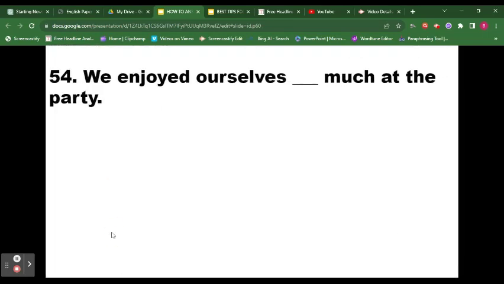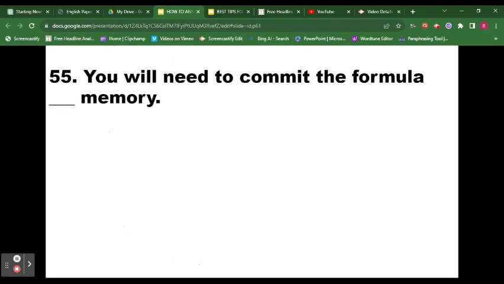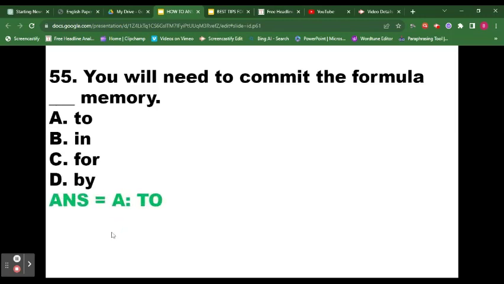Moving on to 54, we enjoyed ourselves dash much at the party. A, too much. B, that much. C, as much. D, very much. The answer is D, very much. 55. You will need to commit the formula dash memory. A, to. B, in. C, for. D, by. Of course, A is the answer. You commit something to memory.